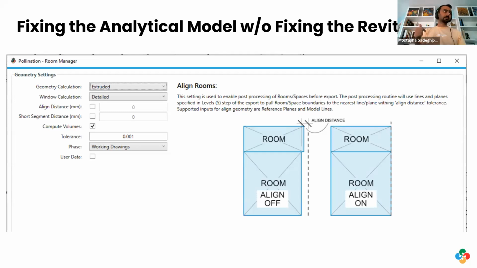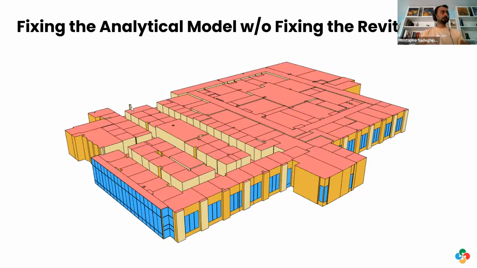Because it's important for them. So we have added a lot of solutions that you can get a clean model without really changing the Revit model. For example, you can draw a line and say, this is the align line that I really want. And then during the export process, we align these surfaces to that line based on the tolerance value that you can put in.